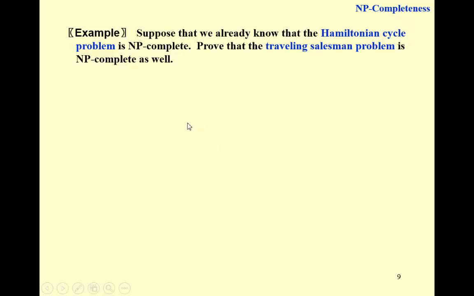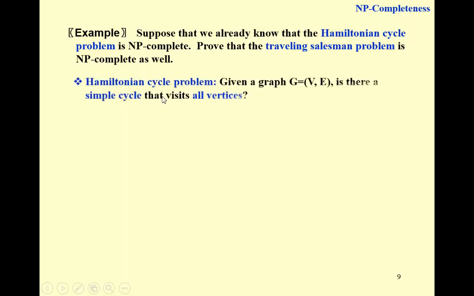Now let's take a look at one example to see how we prove that some problem is NP-complete. Suppose that we already know that the Hamilton cycle problem is NP-complete. Now let's prove that the traveling salesman problem is NP-complete as well. The Hamilton cycle problem is, given a graph G, is there a simple cycle that visits all the vertices?